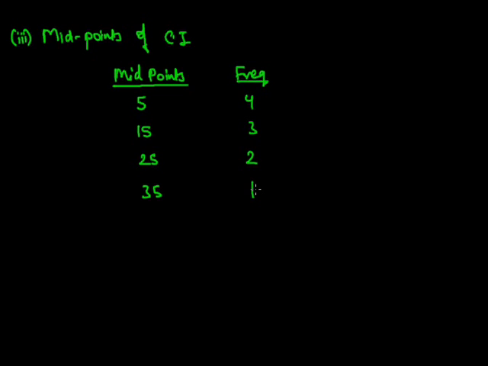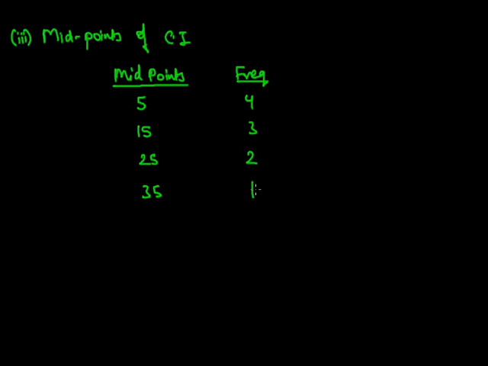In this case we will not be able to plot the histogram, because we know that a histogram can only be plotted when the class intervals are given, or the continuous frequency distribution data is given. If the data is not continuous or class intervals are not there, we cannot plot the histogram. So in this case we need to convert these midpoints into class intervals, as we know that these midpoints are of the class intervals.